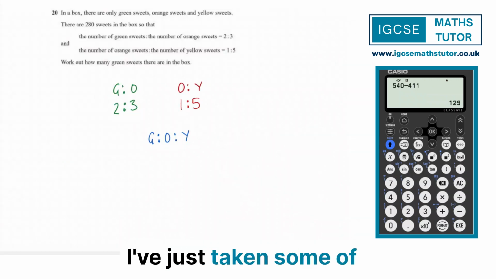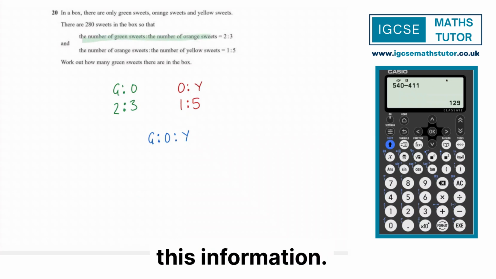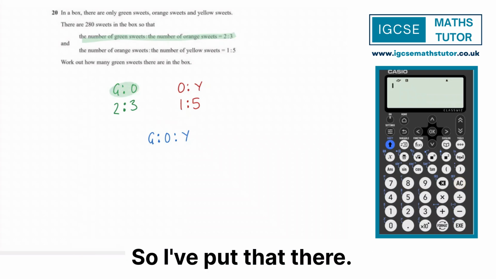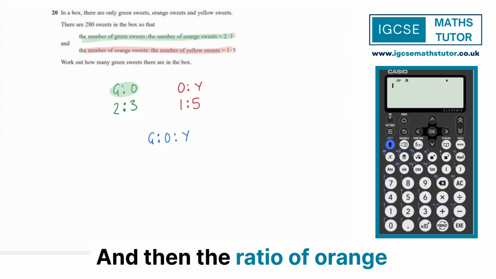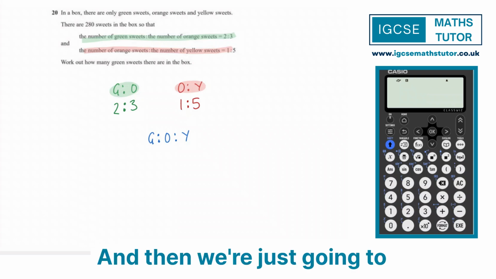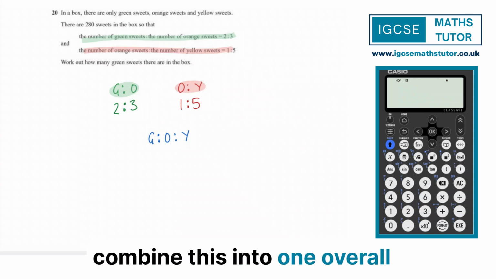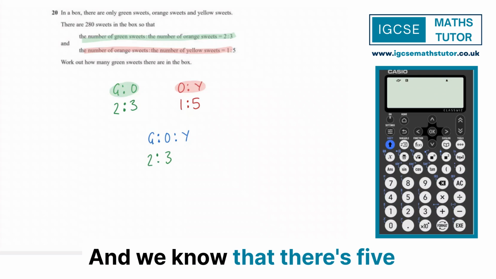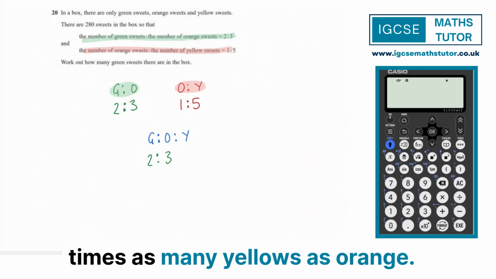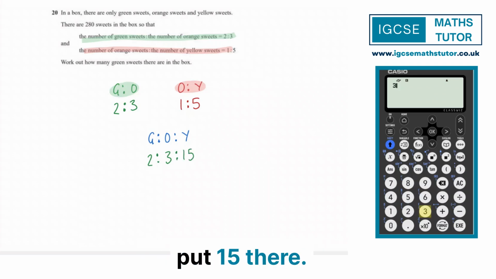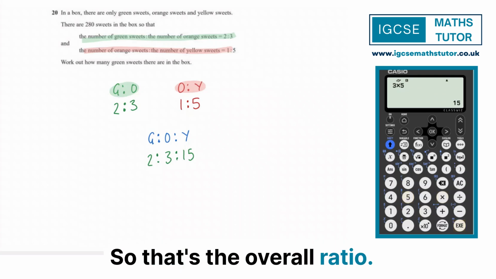Question 20, I've just taken some of this information. Green to orange is 2 to 3, so I've put that there. And then the ratio of orange to yellow is 1 to 5. And then we're just going to combine this into one overall ratio. So we can put the 2 to 3 in here. And we know that there's 5 times as many yellows as orange. So we can also just put 15 there. So that's the overall ratio.